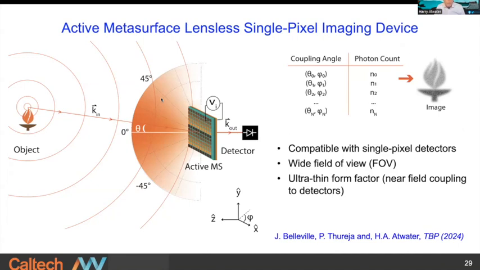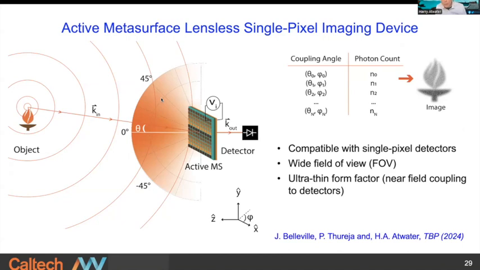So this consists of an active metasurface, so there's no lens, and the only optical element is an active metasurface, which now acquires incoming scattered light from the object at different angles or parallel momenta. And the active metasurface can reconfigure itself to change its field of view dynamically. And we record a sequence of images temporally on a single pixel detector.